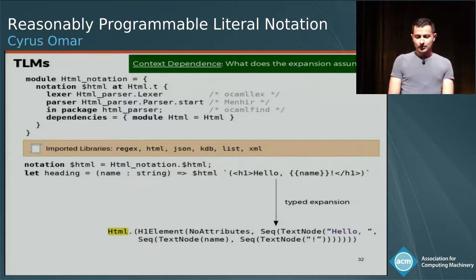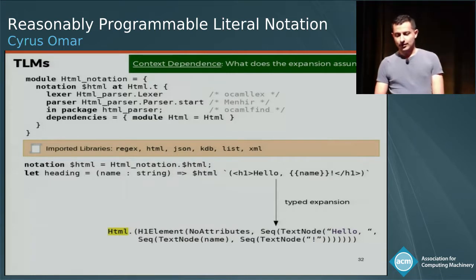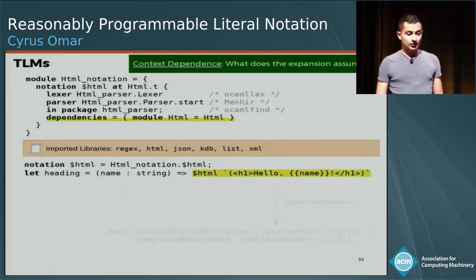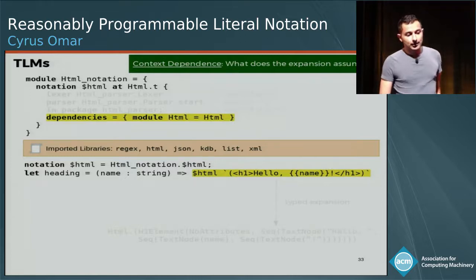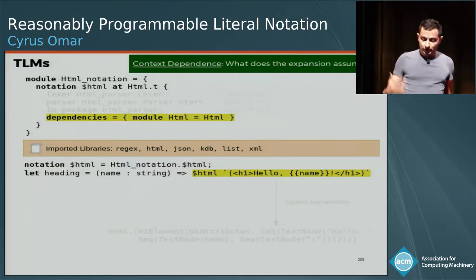Okay, great. So context dependence. How do we figure out what needs to be imported, what dependencies the expansion has? We can look at the expansion again. Here we see it requires this library, this module HTML. But if we don't want to look at that, if we hold that abstract, it's a little more difficult. So instead, the notation definition has to explicitly list the dependencies that the expansions it generates might use. So here it just lists this module dependency HTML.